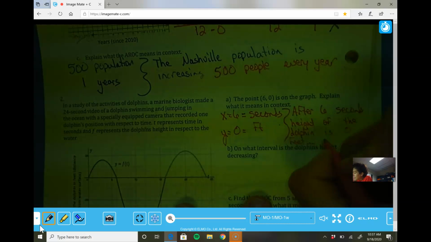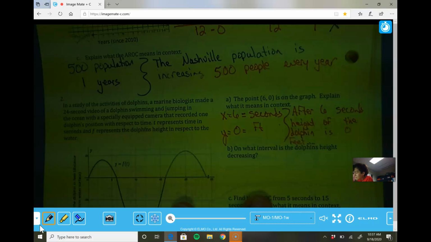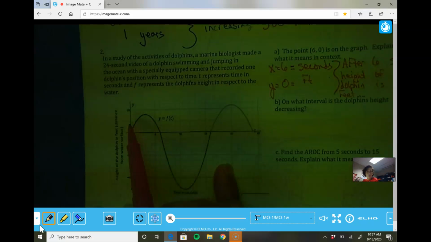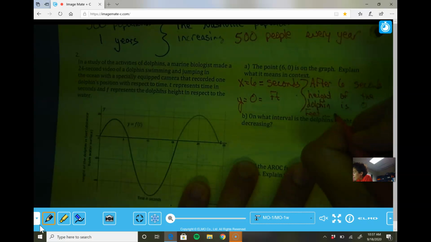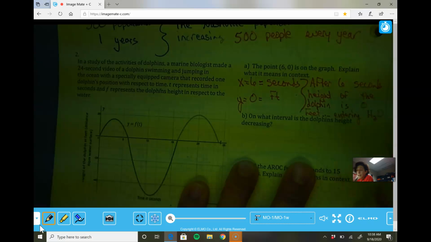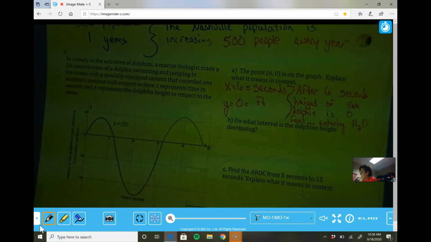So it just means it's probably, let's see, what this picture is saying, it goes up and now it's entering the water. So it's entering, and I don't have a lot of room to write water, so I'm going to put H2O for water. All right, going back to the previous section.